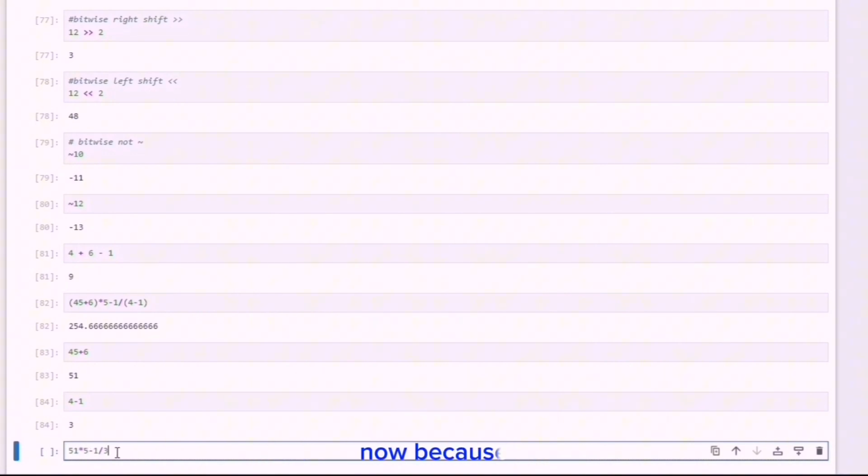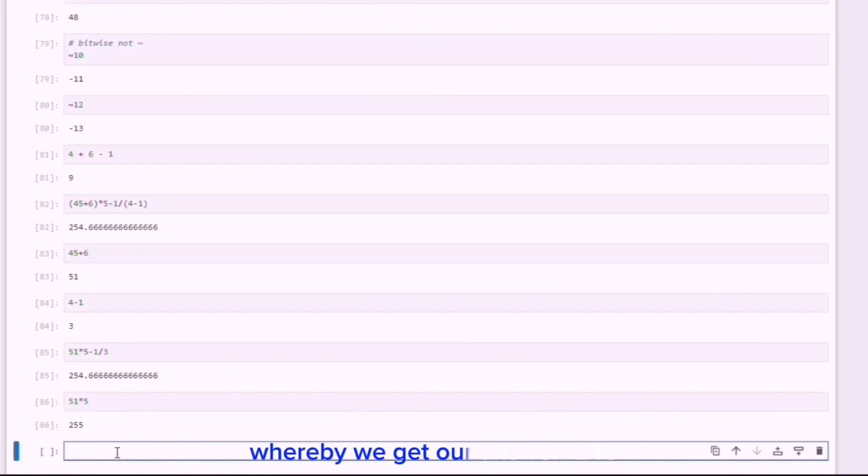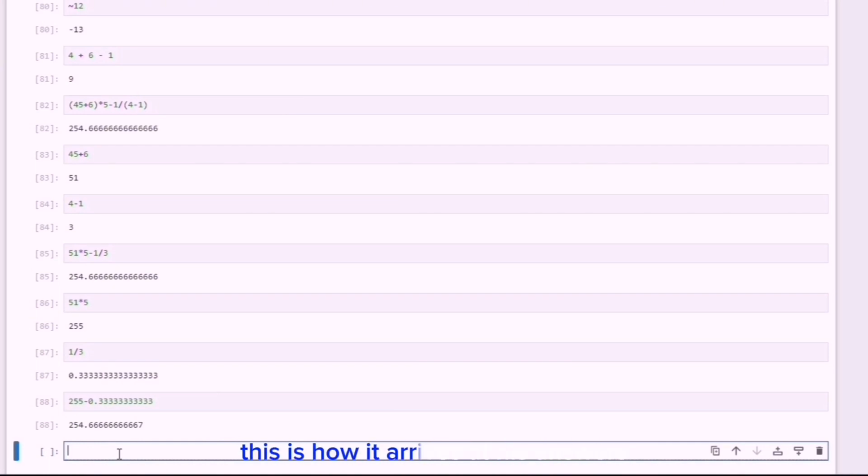Now, because multiplication and division are in this equation and they have the same preference, it will start from the left. It will say 51 times 5, whereby we get our answer 255. Then it says 1 divided by 3. It gets the answer. Then our equation turns to something like this: 255 minus 0.33333 till whenever it stops. Then it does the final calculation. This is how it arrives at its answers.